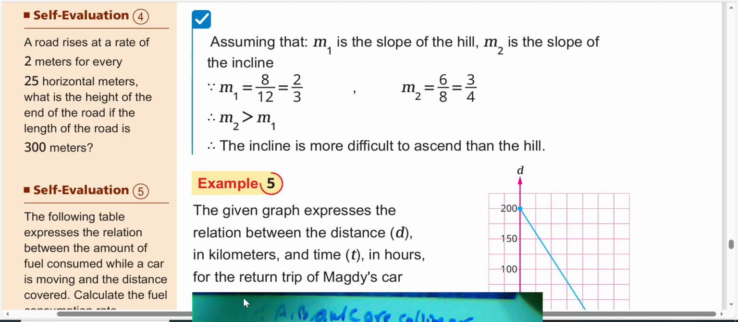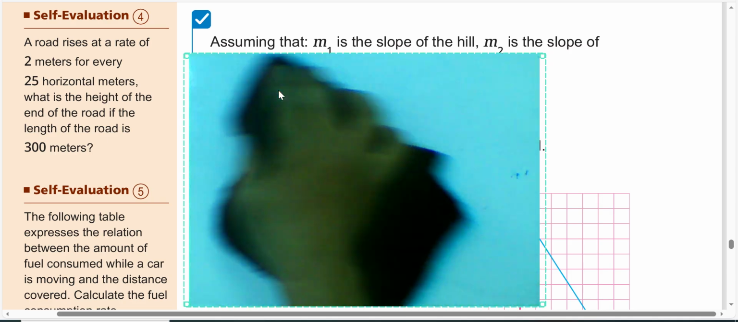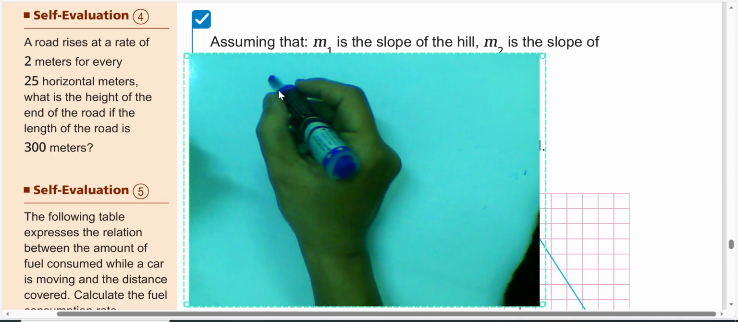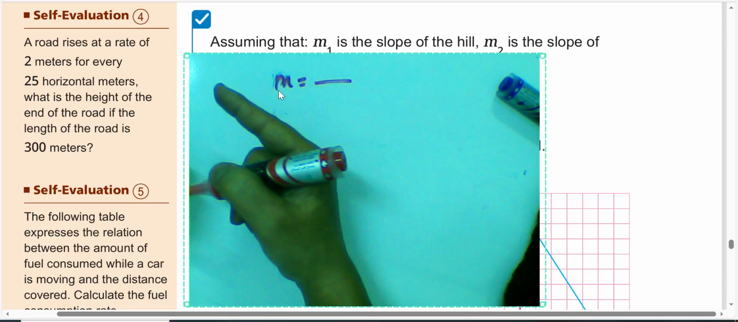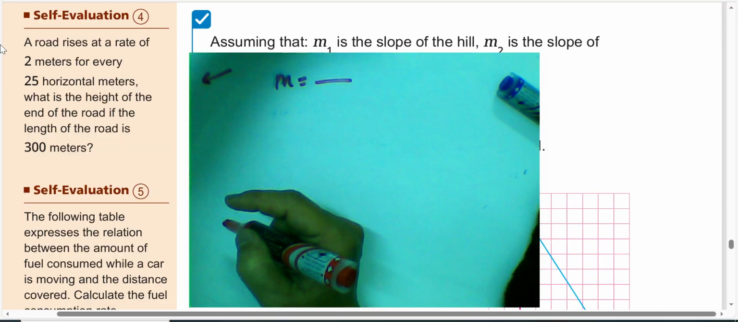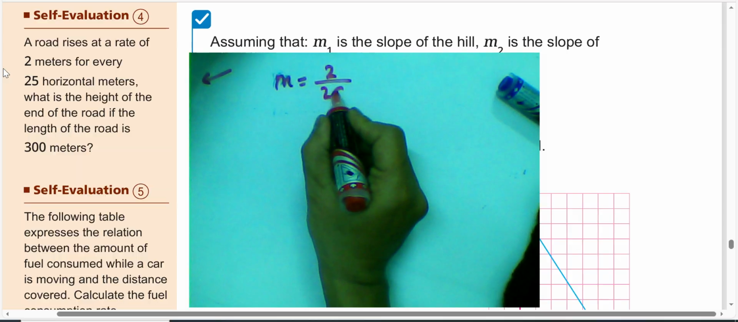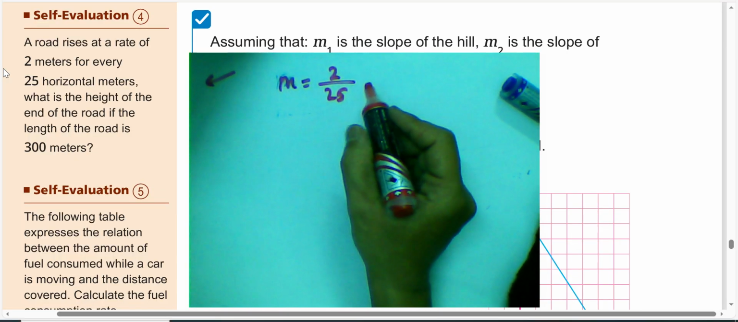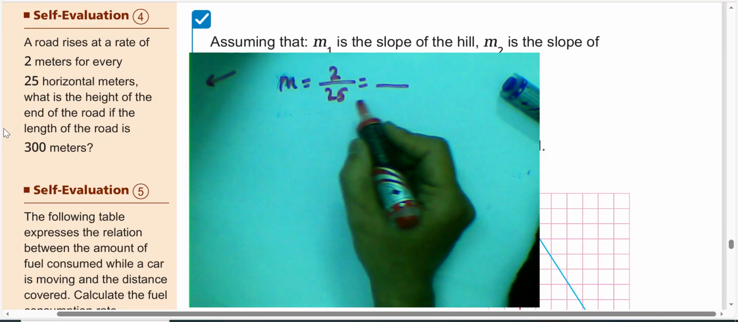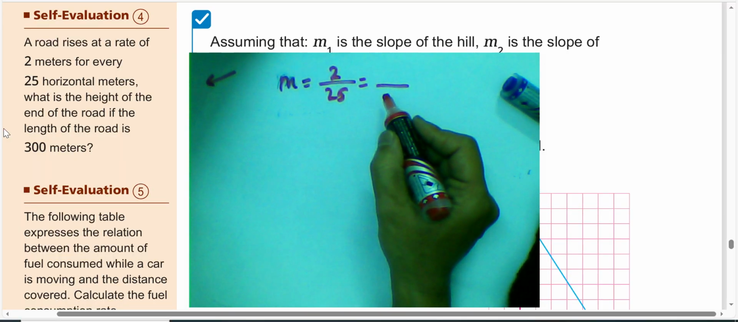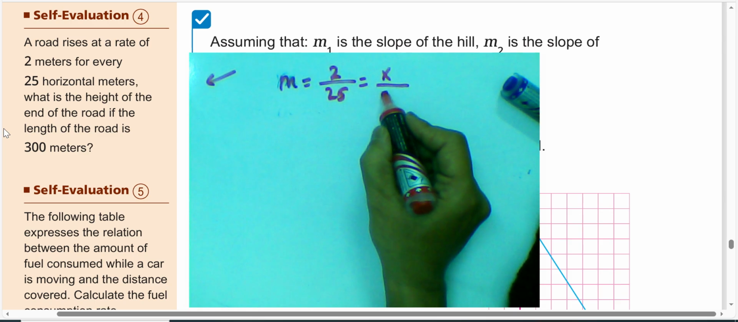A road rises at a rate of 2 meters for every 25 horizontal. This is the slope here. Look at this question. I solve this question on the left hand side. The slope: we have 2 meters for every 25 horizontal. What is the height of the end of the road if the length of the road is 300 meters? The length of the road should be horizontal.